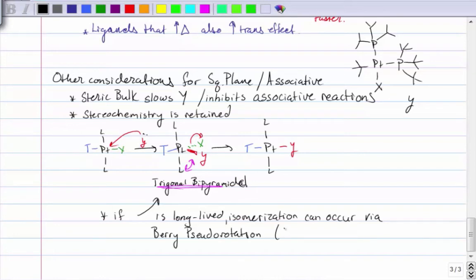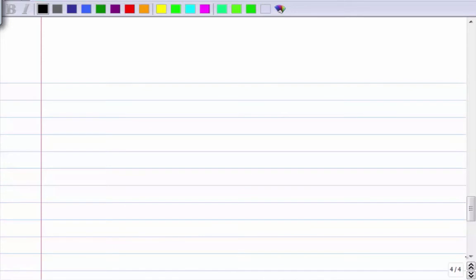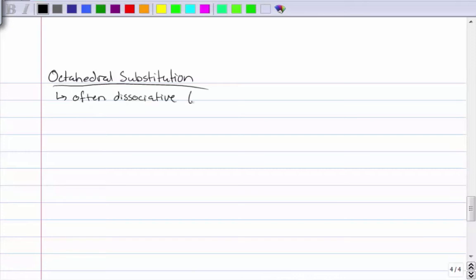So you can see figure 21.5 in your textbook if you want to see what that looks like in a cartoon. Now let's talk about octahedral complexes. And as I mentioned earlier, this often happens with a dissociative reaction. The exception here is for big metals.